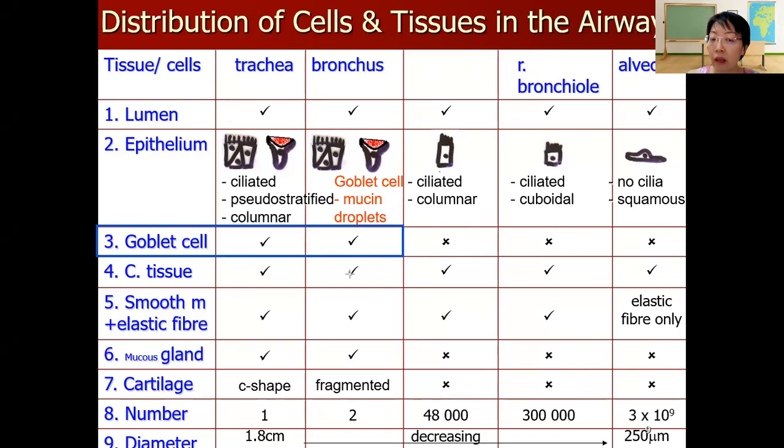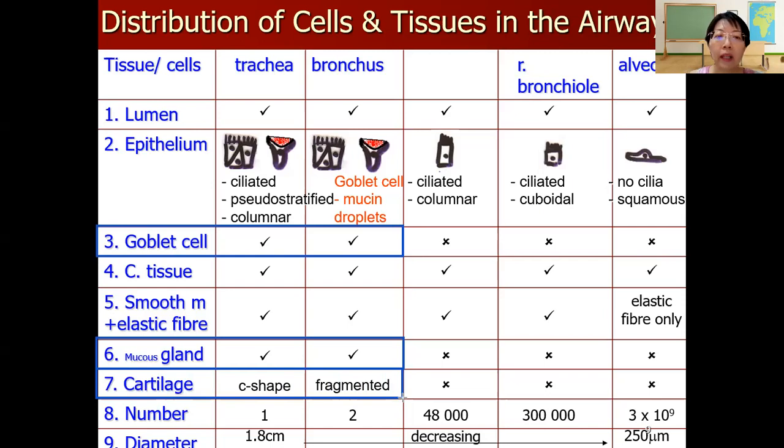They secrete mucus. So therefore, there will also be mucus gland. Please pay attention to the spelling of the word mucus gland, M-U-C-O-U-S. And then there will also be cartilage. So these three structures will appear together in the airways: goblet cell, mucus gland, as well as cartilage. Three of them will be found in the trachea and bronchus.